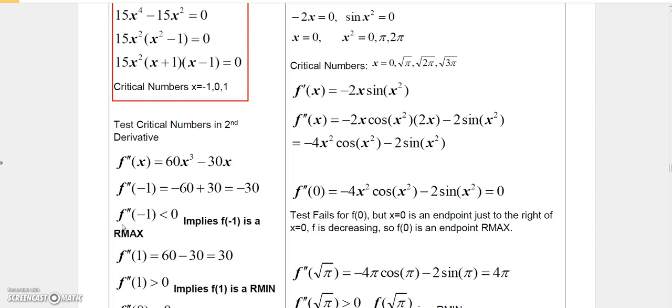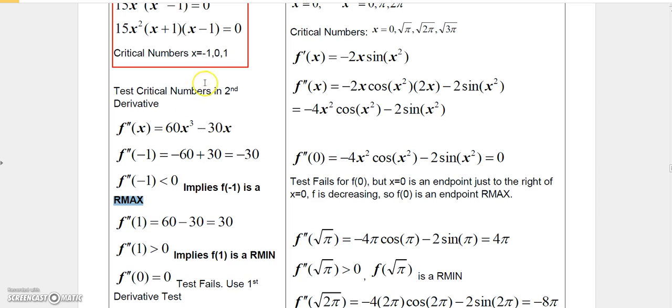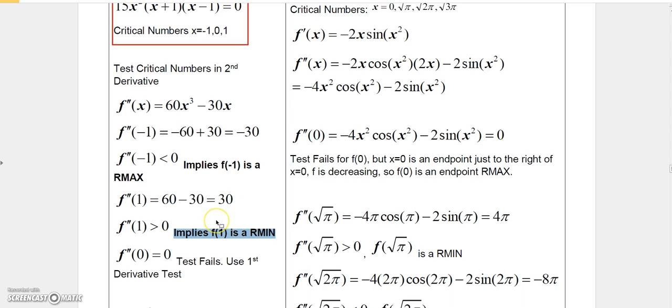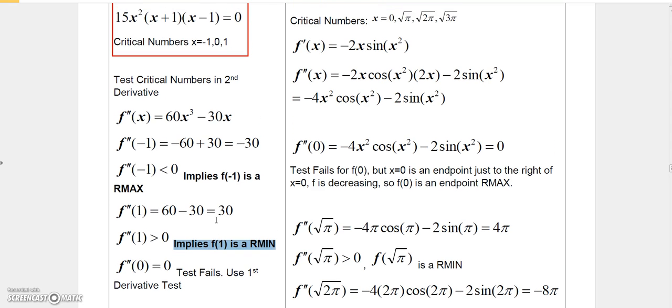So since the second derivative at -1 is less than 0, that implies that f of -1 is a relative maximum. Okay? Now, let's evaluate the second derivative at 1. If I plug 1 into the second derivative, I get 60 minus 30, which is a positive number. And so since the second derivative at 1 is positive, that implies that f of 1 is a relative minimum. And then if I plug 0 into the second derivative, I get 0, and that means the test fails.